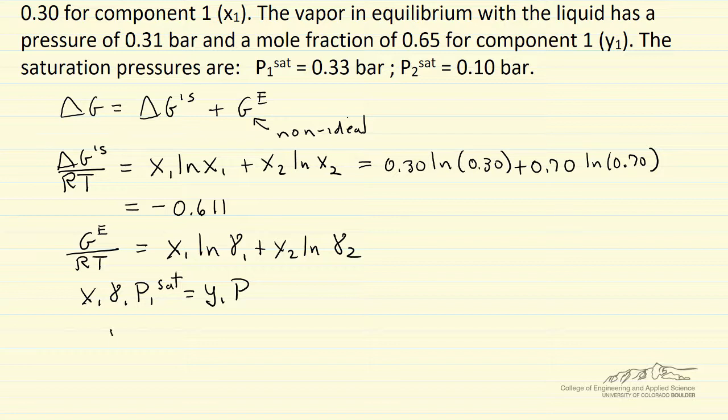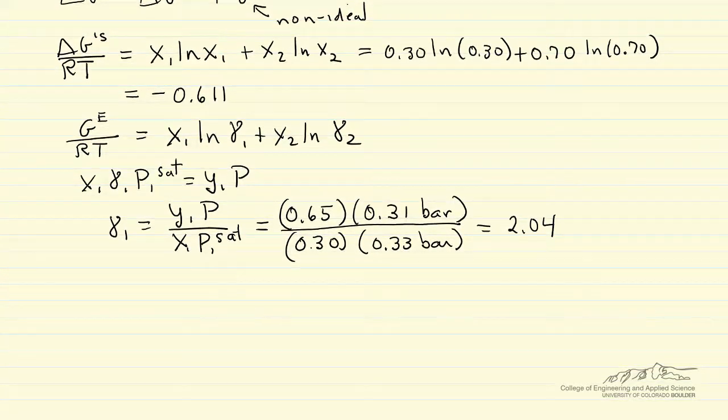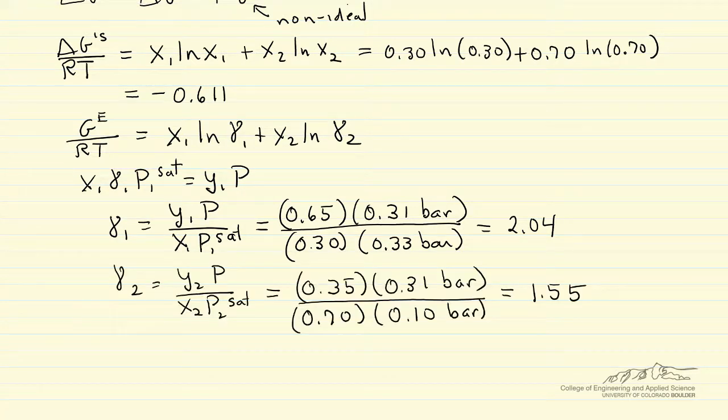component 2. So for gamma 1, we have all the information, and the value of gamma 1 is greater than 1. And we're going to do the same calculation for gamma 2. And likewise, gamma 2 is also greater than 1. So now we can calculate the excess Gibbs free energy, and it's just substituting the values here.